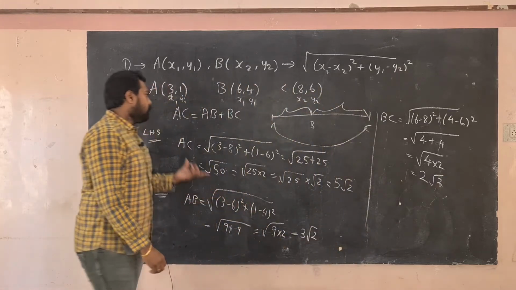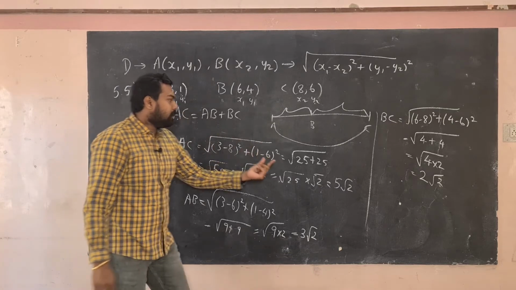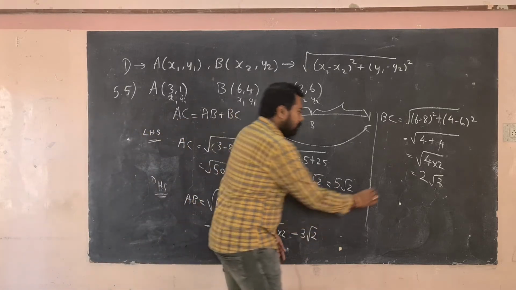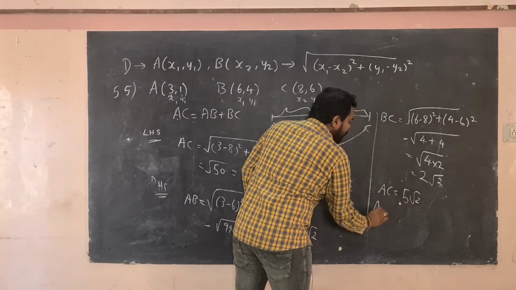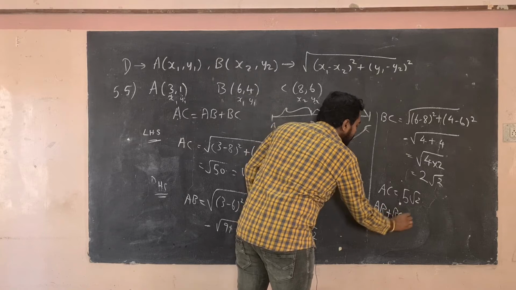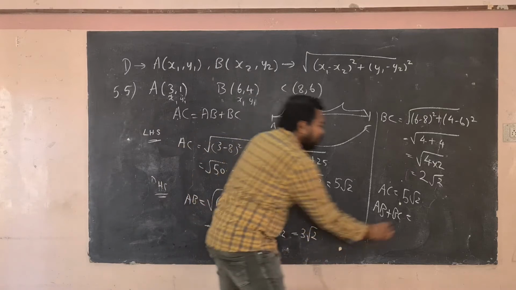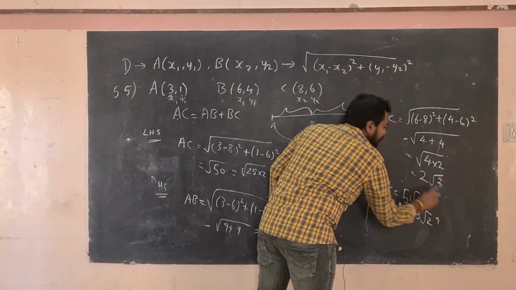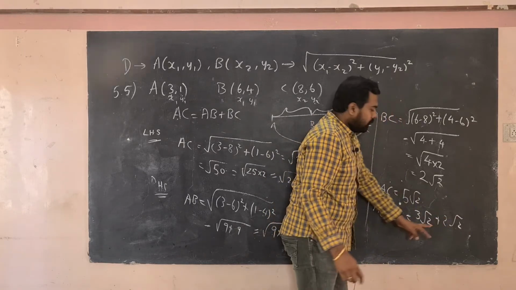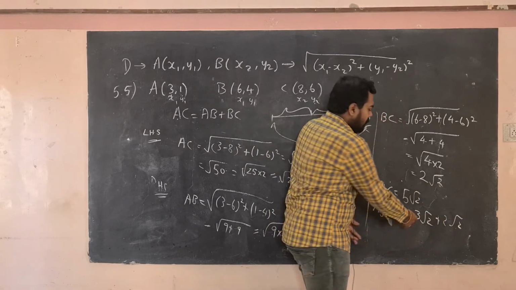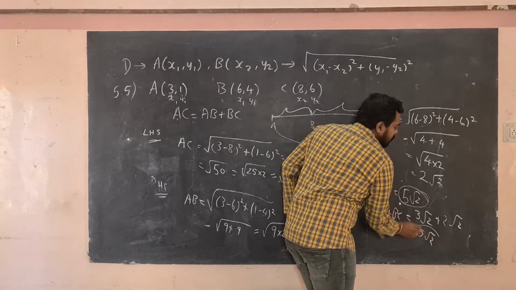So what do we have to prove? AC is equal to AB plus BC. See here, AC is equal to 5 root 2. The right hand side is what? AB plus BC, which is AB is 3 root 2 plus BC is 2 root 2. So what is this, 3 root 2 plus 2 root 2? Root 2, root 2, so we can add the real part, which is 5 root 2. So see here, the left hand side is also equal to the right hand side.